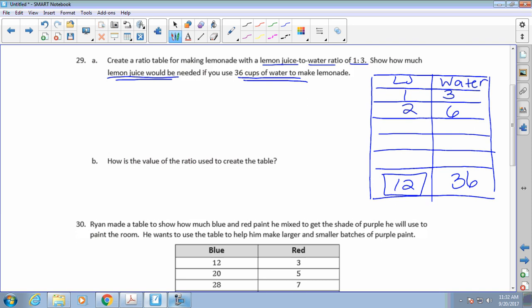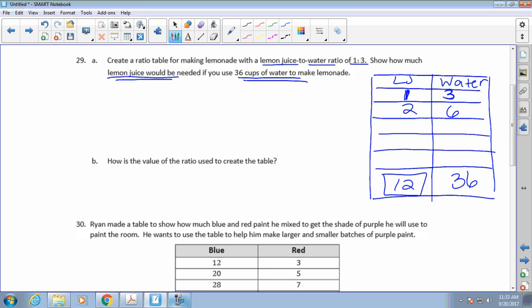Okay, so when you see that there's 1 part lemon juice, 3 parts water, how do we get from 1 to 3? You multiply by 3, not by 4, okay? You got the 4, I think, by adding the 1 and the 3, didn't you? Yeah, we're not doing that, okay? Do not add the 1 and the 3. What that would tell you is, let's say it was 1 cup of lemon juice and 3 cups of water, that you'd have a total of 4 cups, okay?